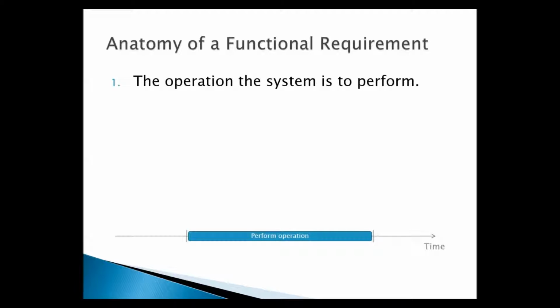The operation the system is to perform. A functional requirement describes what the system is to do. For example, confirm the saving of a record, or actually save the record itself. A functional requirement without a description is not a valid functional requirement.